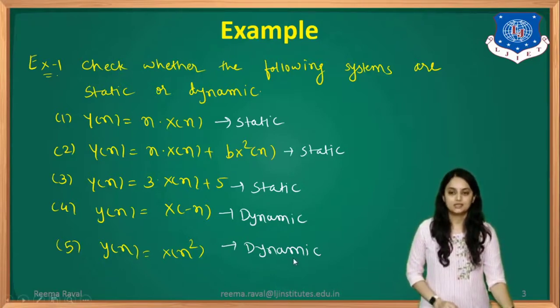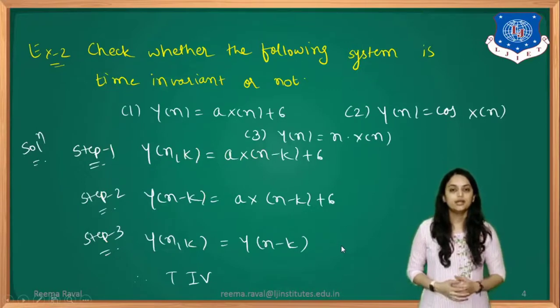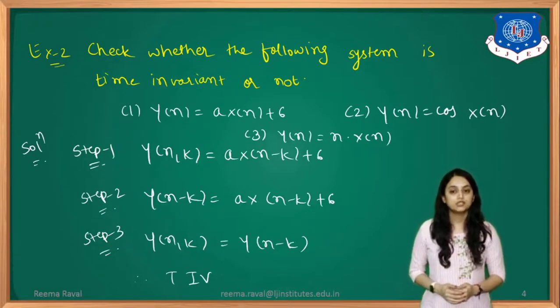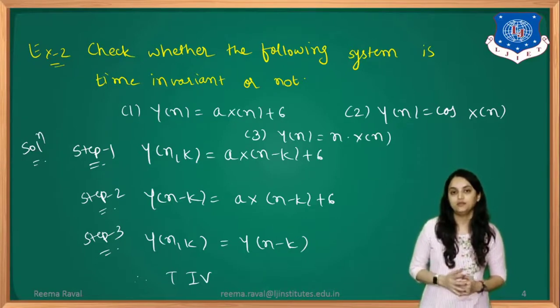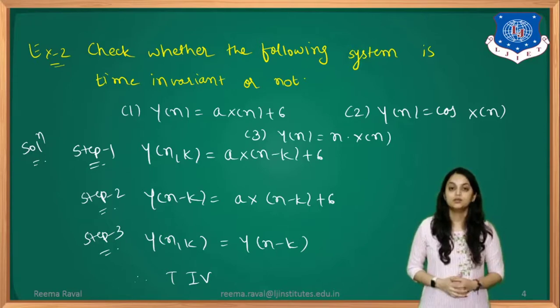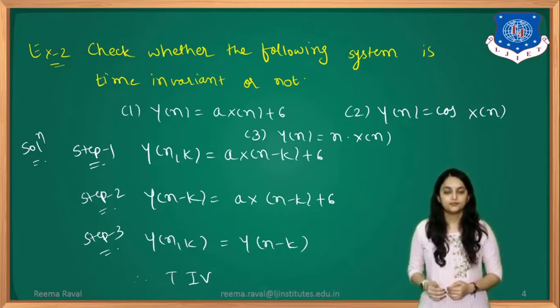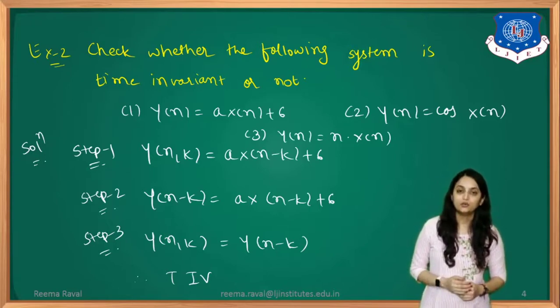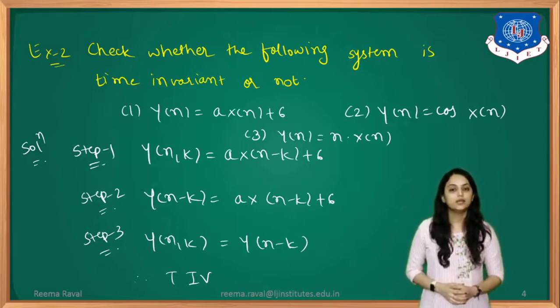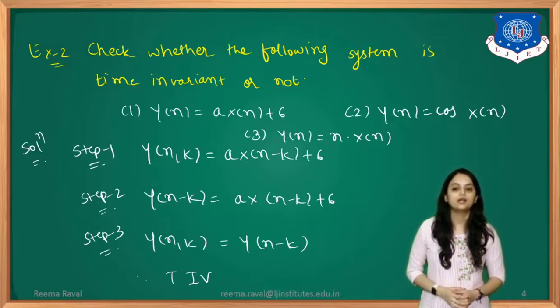Let's move to the next example. So here in this example, it is asked us to check whether the following systems are time variant or time invariant. Three systems are given to us. First one is y of n equals a into x of n plus 6. Second one is y of n equals cos into x of n. And the third one is y of n equals n into x of n.